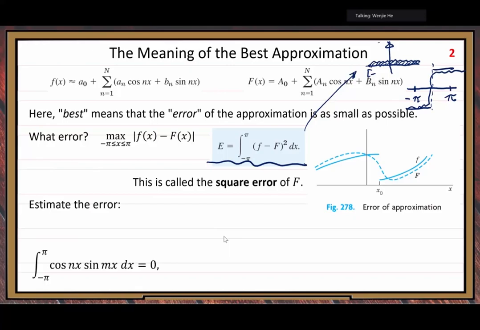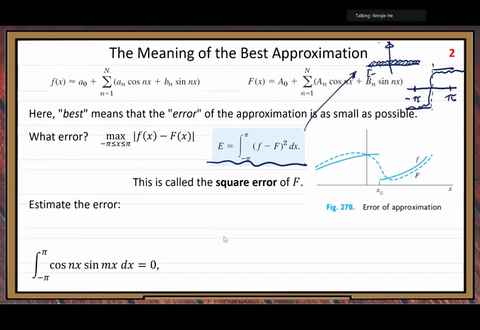So here, the square of error is accumulated in this interval. We define this error, and this definition of the error is much better than the first one. Much better than the first one. So why is it better?